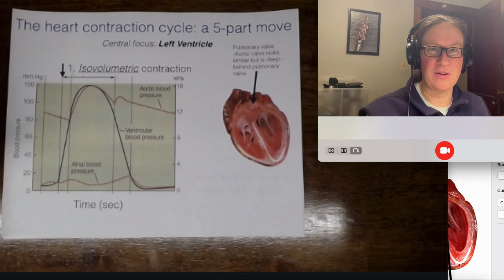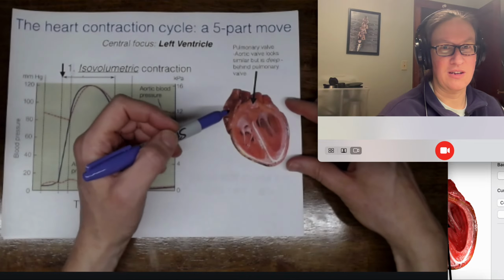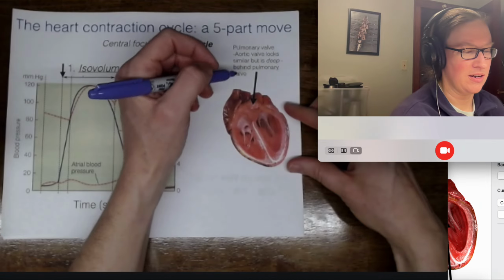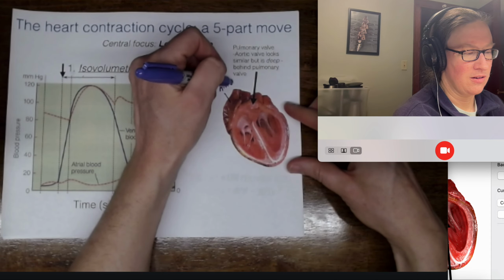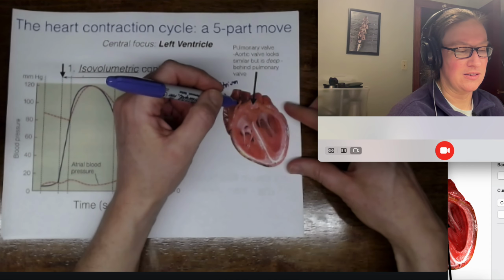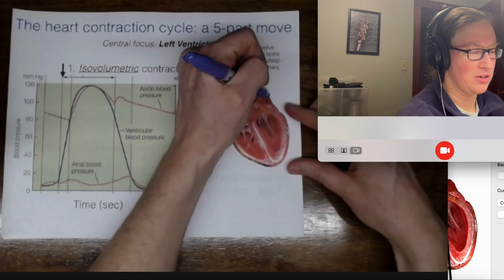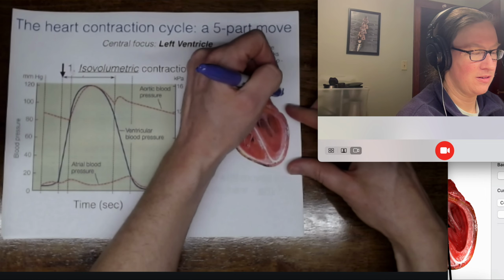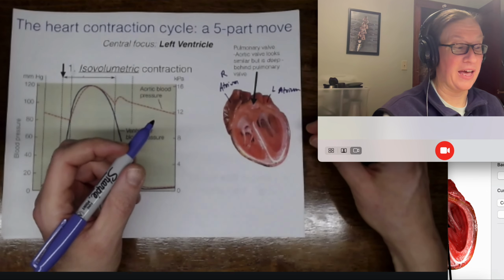So first we need to get reoriented to structures in the heart. This is a photo image of a heart. Up at the top, we've got the two atria. Right, and since we're facing this, the left atrium is on our right. So here's our left atrium. And our right atrium is on the left, right?